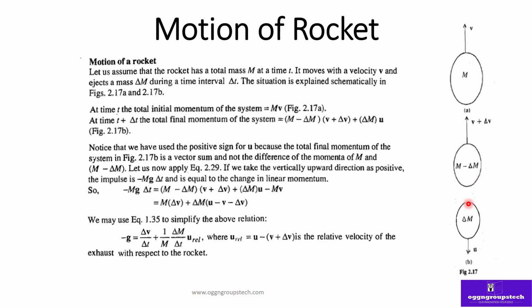This delta m is that expelled mass. It is having some velocity, and that is u. So this is the initial momentum of the system and the total final momentum of the system. It again comes out to be mass into velocity. So what is the mass into velocity? It comes out to be m minus delta m into v plus delta v, plus delta m into u.